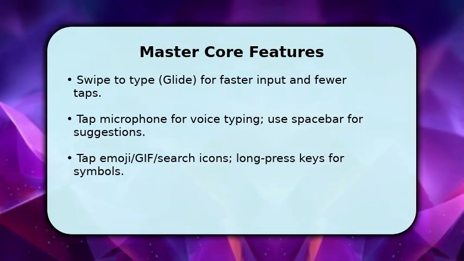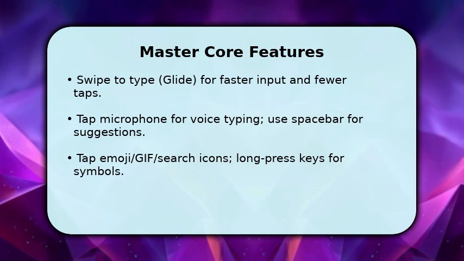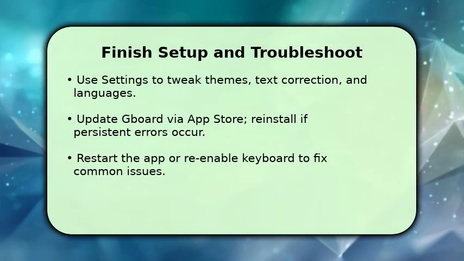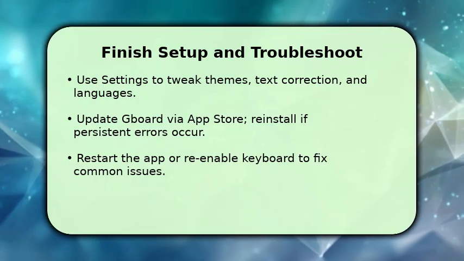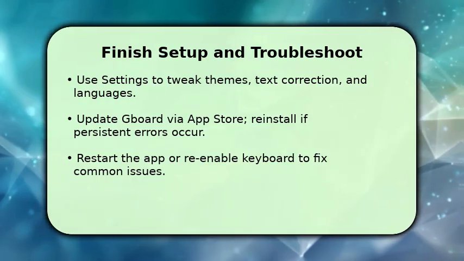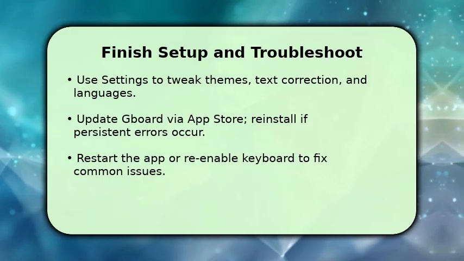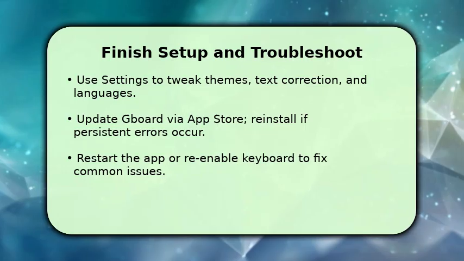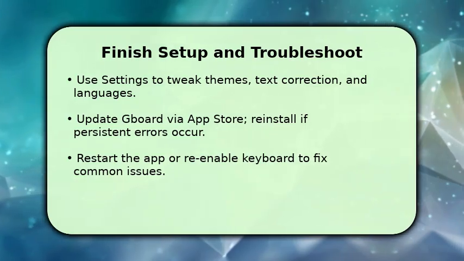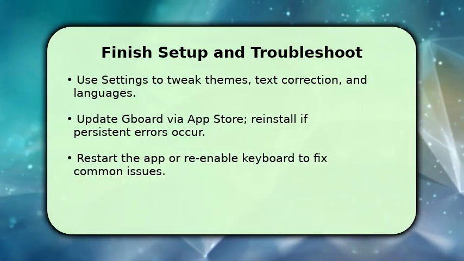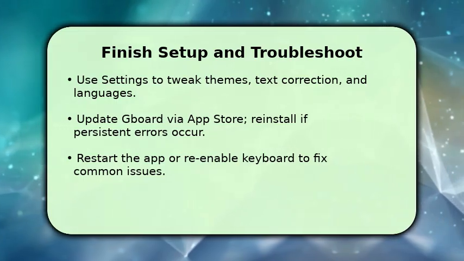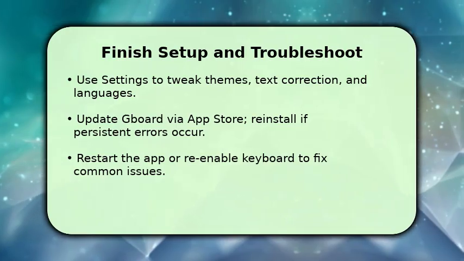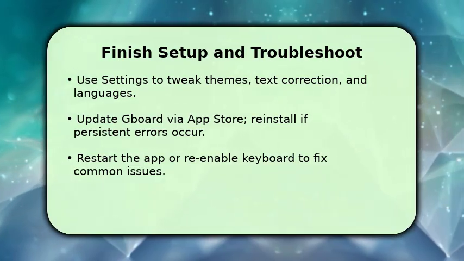Wrap up by personalizing and checking privacy. Open Gboard settings to choose a theme, enable or disable suggestions, and add additional languages. Make sure App Store updates are enabled so you get bug fixes and new features. If something fails, force quit the problematic app, toggle Gboard off and on in settings, or reinstall Gboard. That usually resolves permission or lag issues. If autocorrect misbehaves, reset Keyboard Dictionary in iOS settings. These final steps keep Gboard reliable.